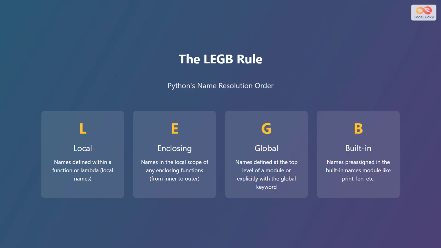Local refers to names defined within a function or lambda expression. Enclosing refers to names in the local scope of any enclosing functions, searching from inner to outer. Global refers to names defined at the top level of a module, or explicitly declared using the global keyword. Built-in refers to names pre-assigned in Python's built-in names module, such as print and len.